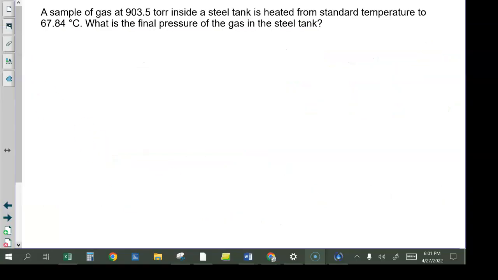Okay, next example now. This is not numbered. You're just going to have to follow along and find the problem in your notes. It should be the third one on the page for Gay-Lussac.